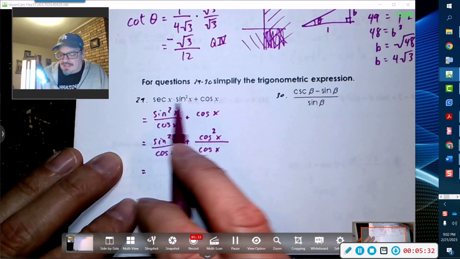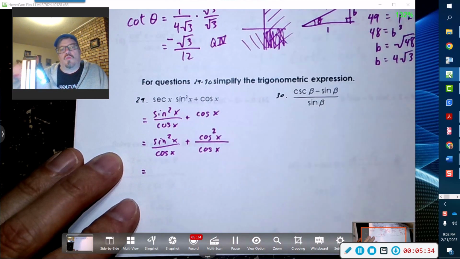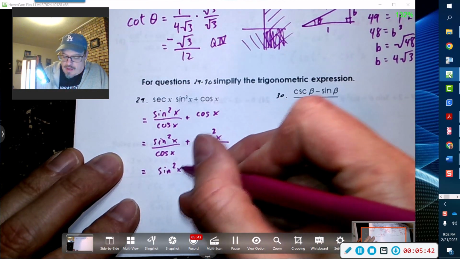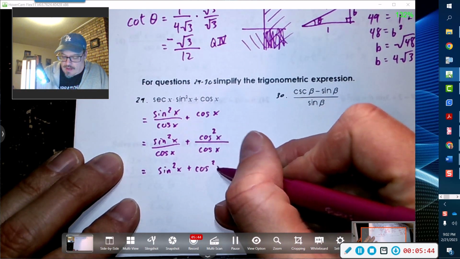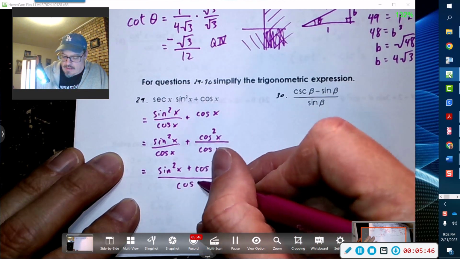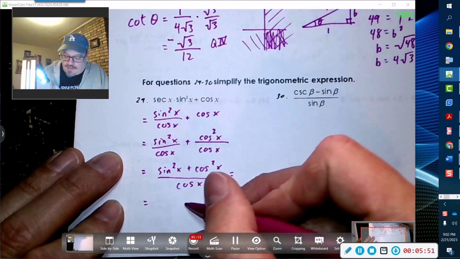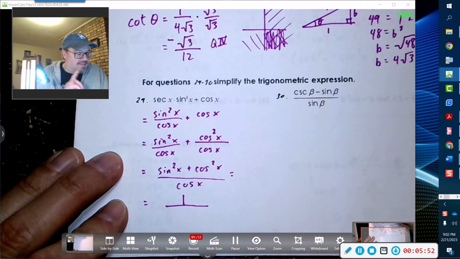Now notice this is one of those problems where you don't know where you're supposed to go. You only know that you're supposed to simplify as much as possible. All right. So sine squared x plus cosine squared x. Okay, that's 1. Actually, we'll save room for 30. So that's 1 because that is one of my identities.